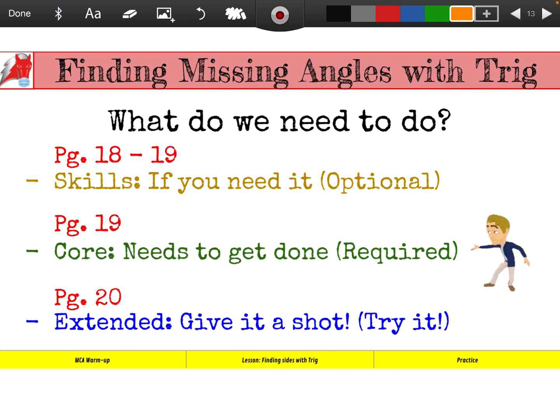Last little piece. Here's what's left: all the rest of the skills and core extended. Whatever you didn't finish, you just have the rest. You should have already done some of these on the skills. You already did the side. Same thing with the core. You already did 3 of them. So not a ton left.